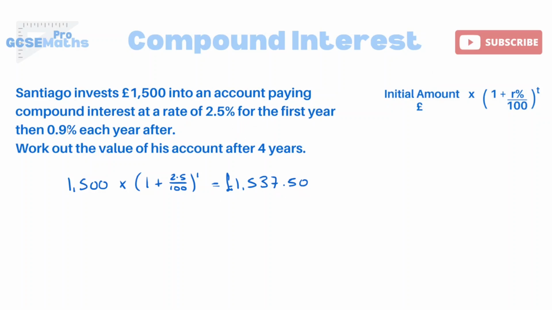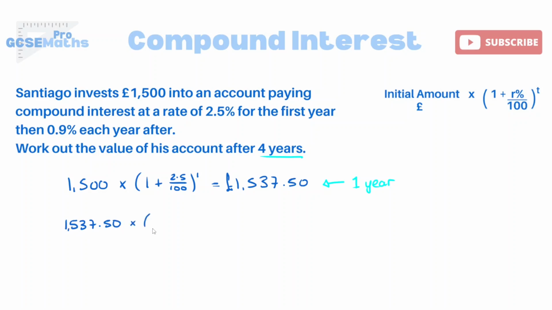Now we've done that, we then want to look at the different interest rate, which will be 0.9% for all of the other years. Because here we've done 1 year and we know the total is 4 years, we now need 3 more years at 0.9%. So I'm going to use the same formula, however my initial amount is now going to be the 1,537.50 because if you think about it in terms of timeline, at the start the initial amount was 1,500, then after 1 year, this is what I got. So now we're kind of stood at the start of year 2, aren't we? So the initial amount for year 2 is going to be this. So you have to take that as your new initial amount, so just make sure you do that.